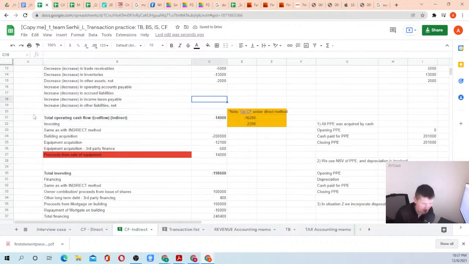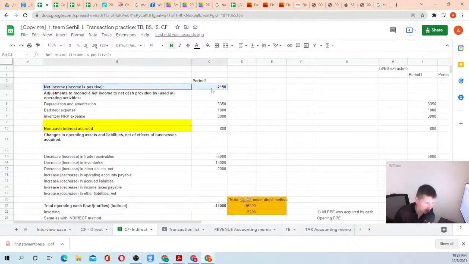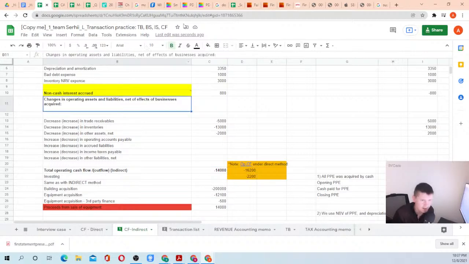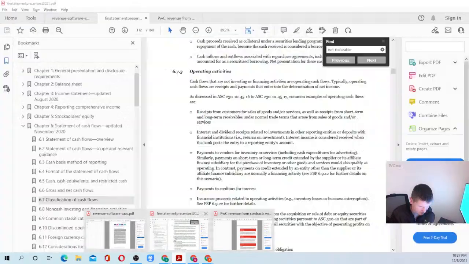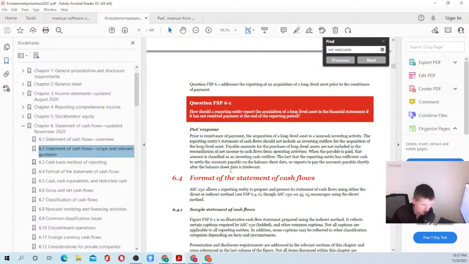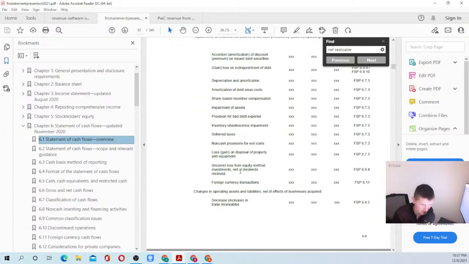Let's see. As you can see, after we booked PP&D disposal with a gain, that gain is reflected in our net income. And now our operating cash flow is different from direct method cash flow again. And if we go to the guidance, let's take a look, overview. Okay, it is a reconciling item, gain or loss on disposal of property, plant and equipment.